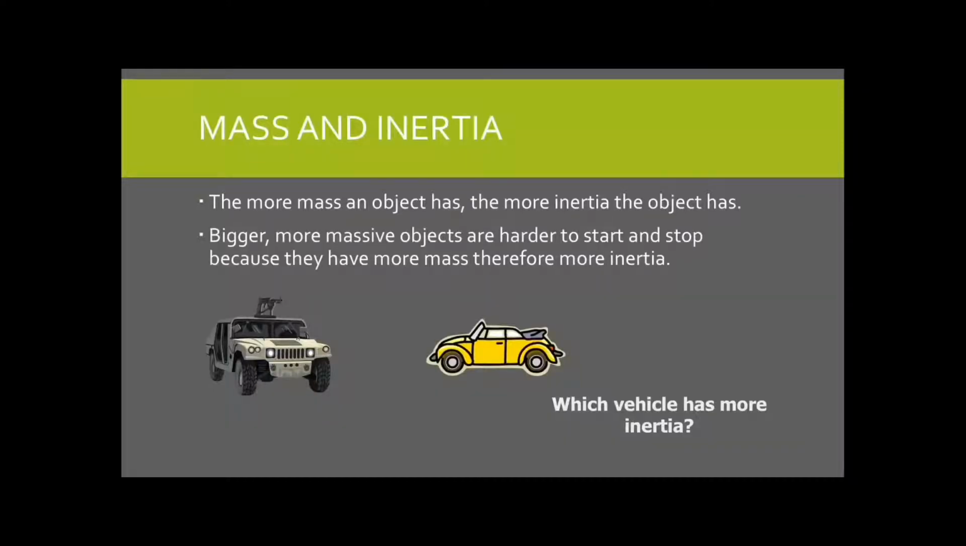So let's look at these cars. Which one of these two cars has more inertia? Well, here's a Humvee and here's a VW Bug probably. Okay, I'm going to go with this one because it's bigger, it's heavier, it's got bulletproof metal and all of that. So that one is going to have more inertia because it's going to have more mass.